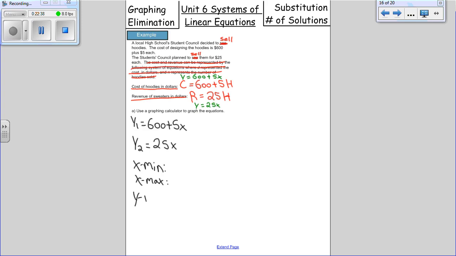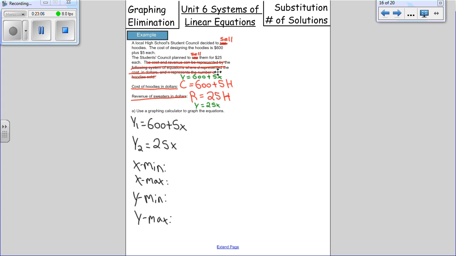X minimum. Before we used to just say minus 10 because that was our standard window. But this is a word problem. So that means X actually represents something. What does X represent in this question? The number of hoodies sold. So what's the minimum number of hoodies you could sell? X minimum of 0 makes a lot more sense.